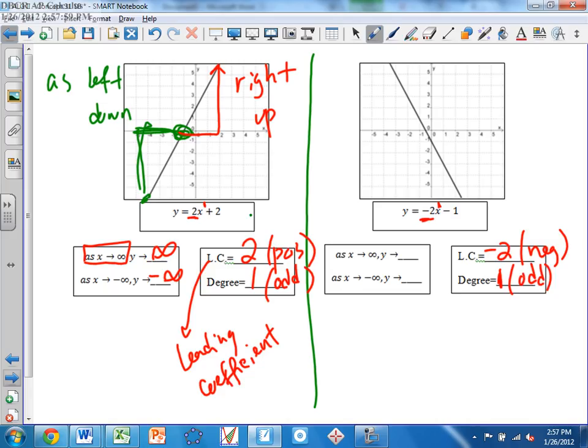So underneath leading coefficient, I want to write down whether it's positive or negative. Underneath degree, I want to write down whether it's odd or even. Okay? And we're not going to use this information just yet. Maybe toward the end we'll use it.